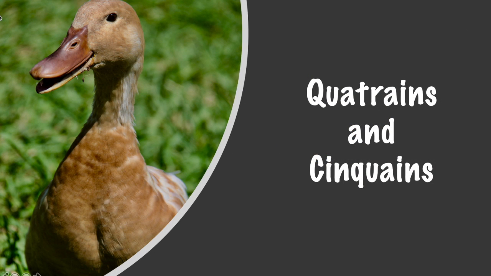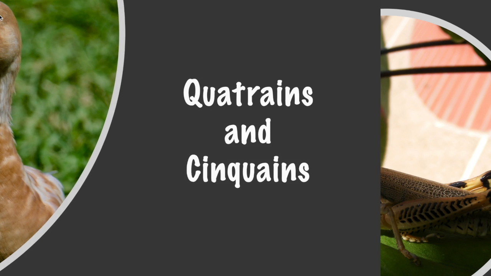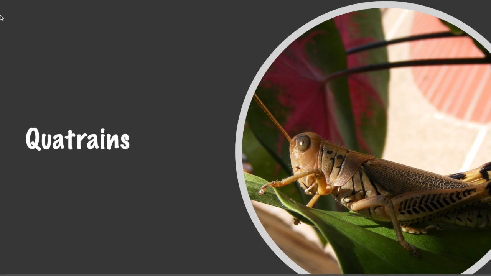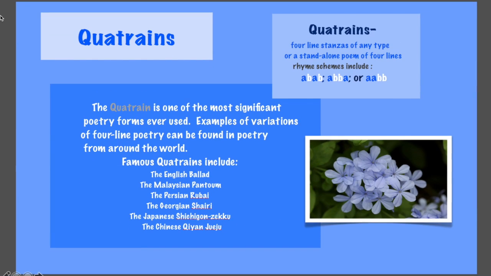Now, we will go on to discover and create poetry for the following poetry forms: quatrains and cinquains. Let's get started with quatrains. Quatrains provide an effective springboard for students of all ages. Quatrains are 4-line stanzas with basic rhyming patterns.